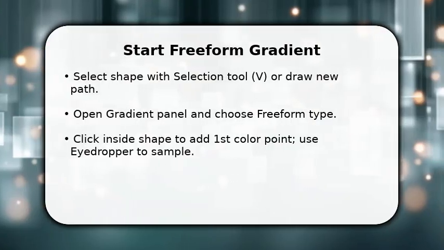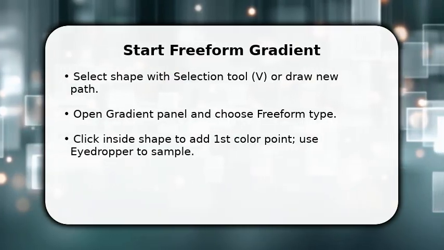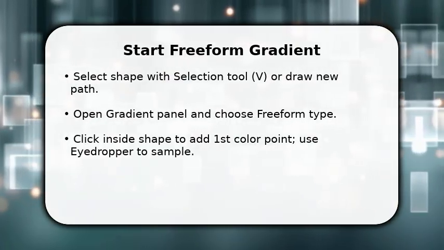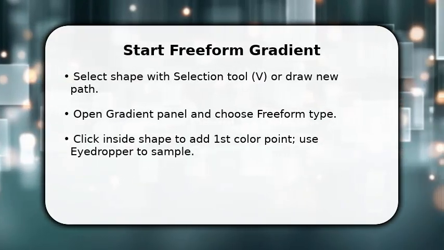You begin by selecting the object you want to shade. Make sure it has a fill, not just a stroke. Open the Gradient panel and switch to Freeform Gradient. This changes the UI to color points.